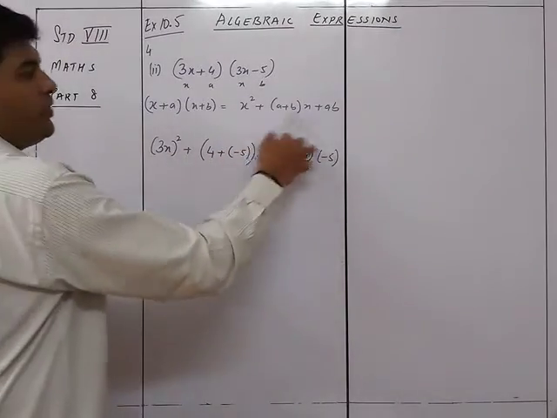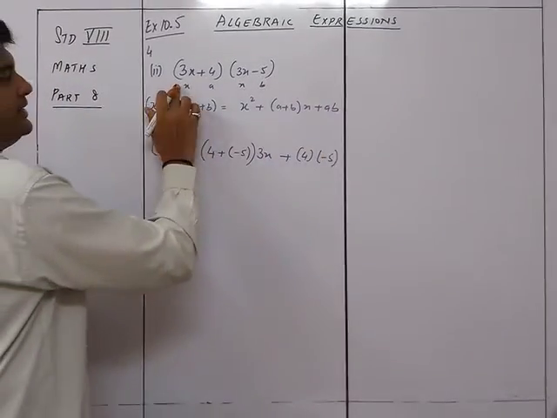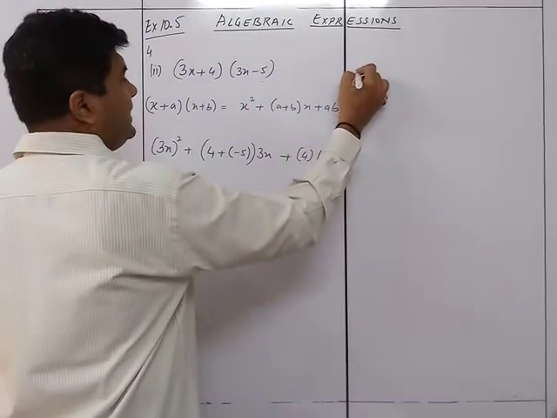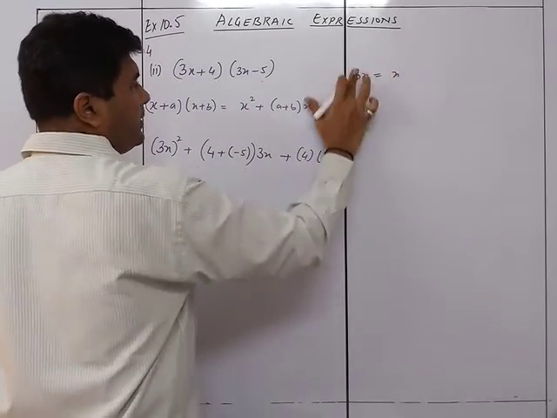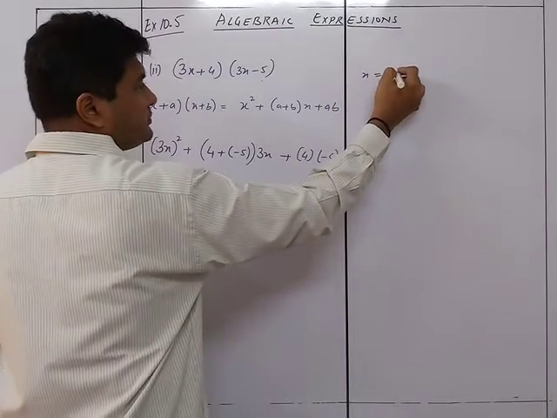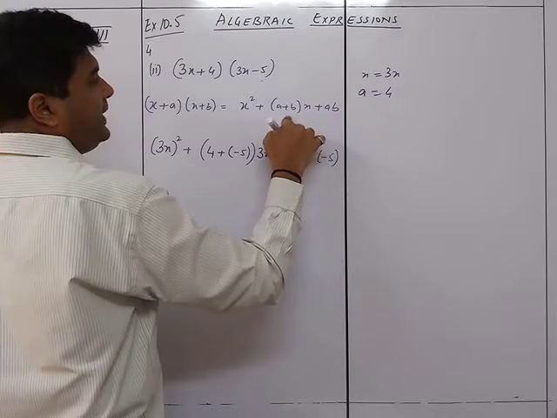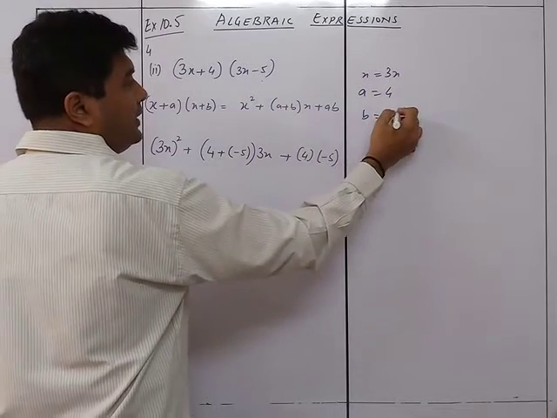See, this is the formula we need to apply. In this case, what are the things? We are seeing that x is 3x, or we can say x is equal to 3x. What is a? a is equal to 4. What is b? b is equal to minus 5.